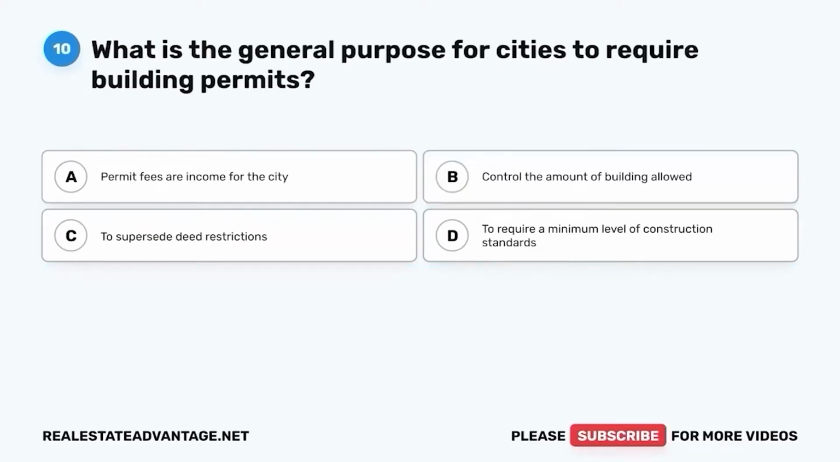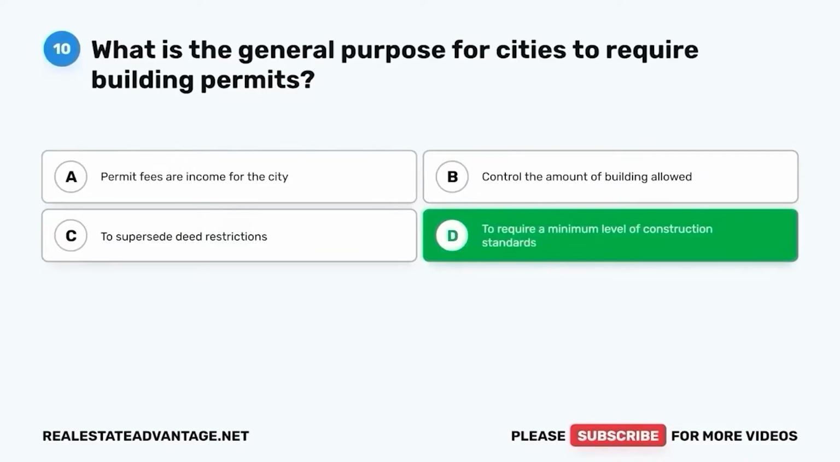consequences. Question 10. What is the general purpose for cities to require building permits? A. Permit fees are income for the city. B. Control the amount of building allowed. C. To supersede deed restrictions. D. To require a minimum level of construction standards.